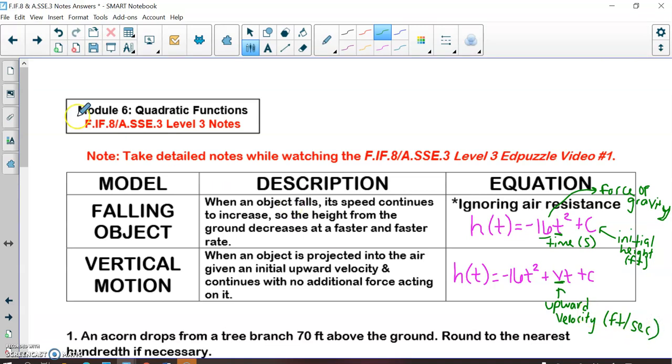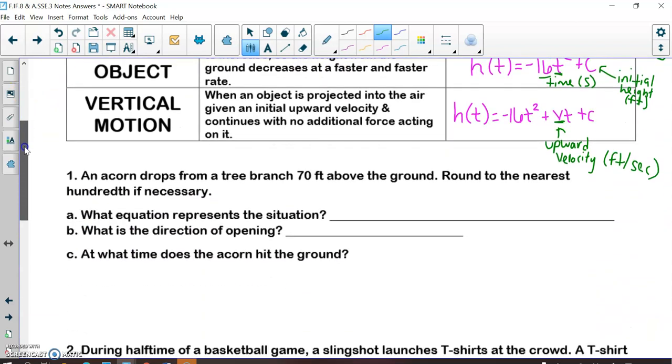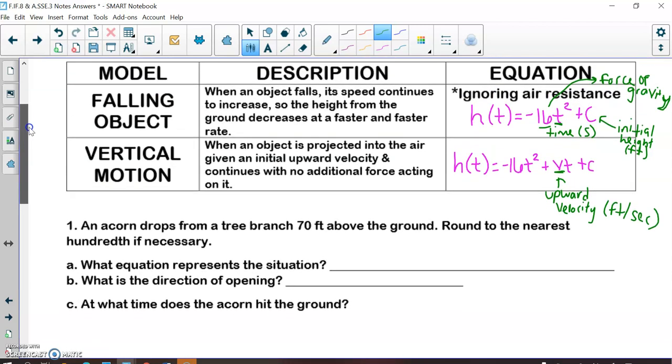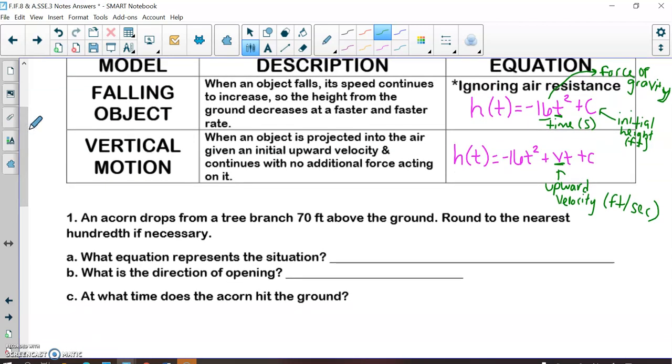All right, let's get started. In your problems, you do need to determine what model we are using. Are we using falling object or vertical motion? An acorn drops from a tree branch 70 feet above the ground. And in this problem, we'll round to the nearest hundredth if necessary at any point. Now, what equation represents the situation?